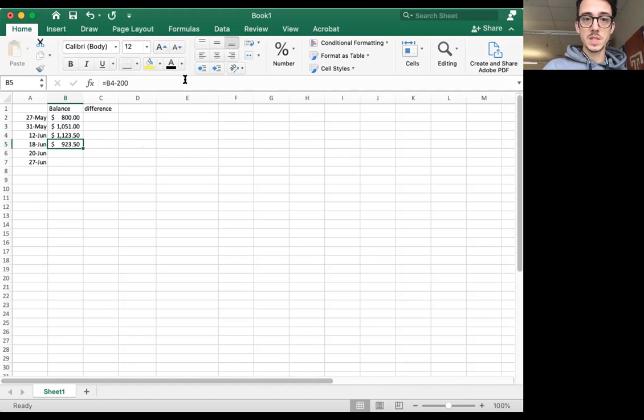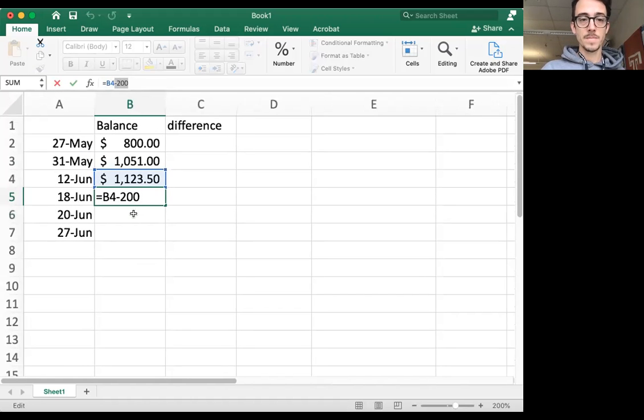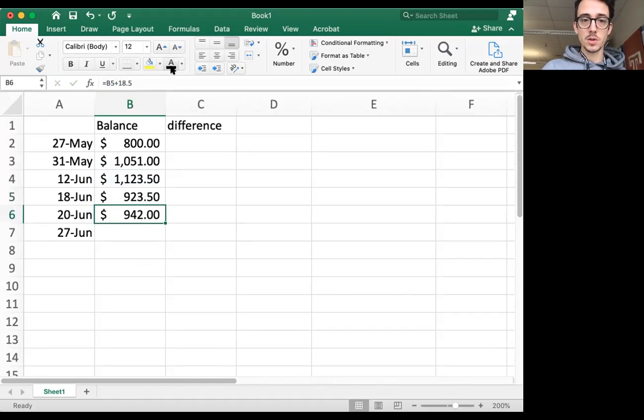Keep that going. We see we have that credit of $200. So notice I'm deducting that. That's a big deal, deducting it. We see that there's a final transaction on June 20th for $18.50. And there we go. So we have the balances in those increments.